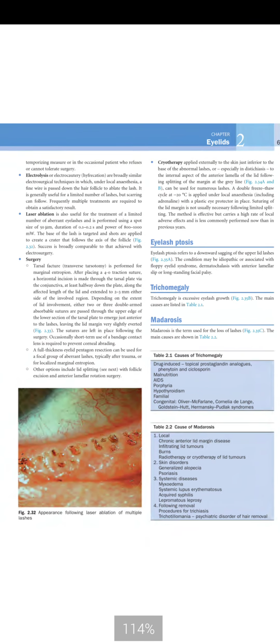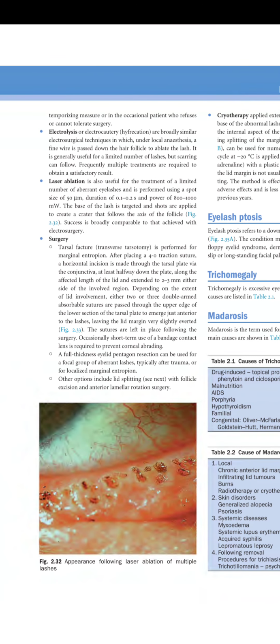And other procedures are pentagon excision. We use the pentagon excision for the marginal entropion, and we can also do anterior lamellar rotation surgery.